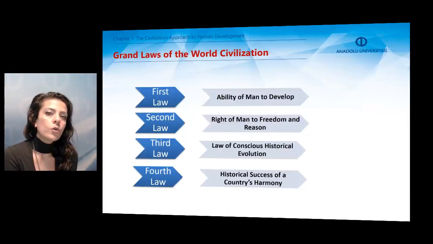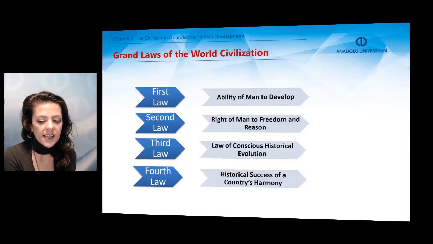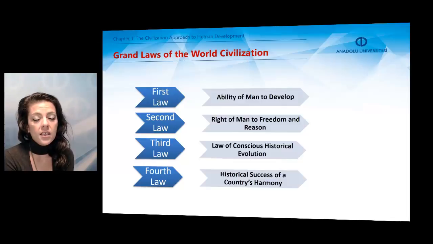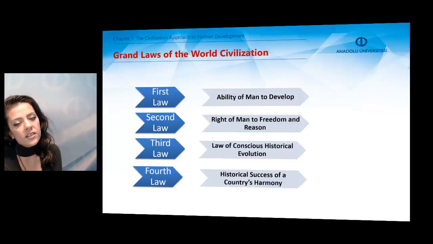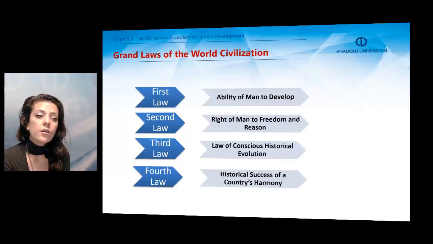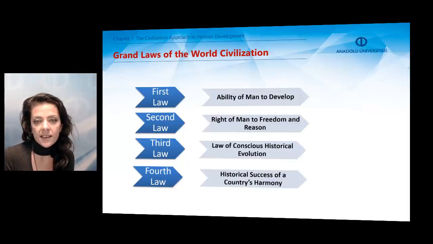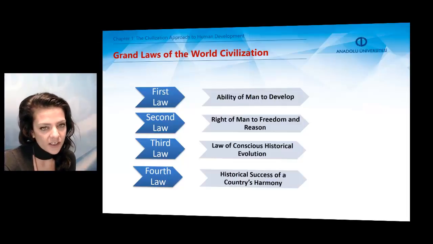There are also some grand laws of the world civilization. In order to understand different civilizations, we need to know four grand laws of world civilization. The first law is about the ability of men to develop. The second law is about the right of men to freedom and reason. The third law is about the law of conscious historical evolution. And the fourth law is about the historical success of a country's harmony. If you are interested in the details of these laws, you can find them in your course pack. Being able to understand those laws is quite important to analyze various civilizations in world history.